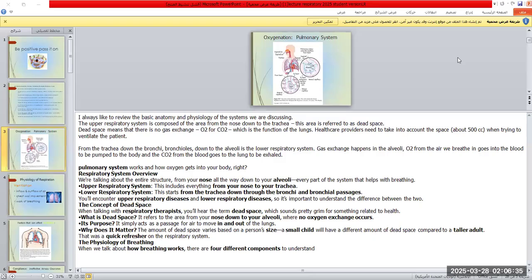Ryan, we will start with the respiratory system, okay? Okay, that sounds good.